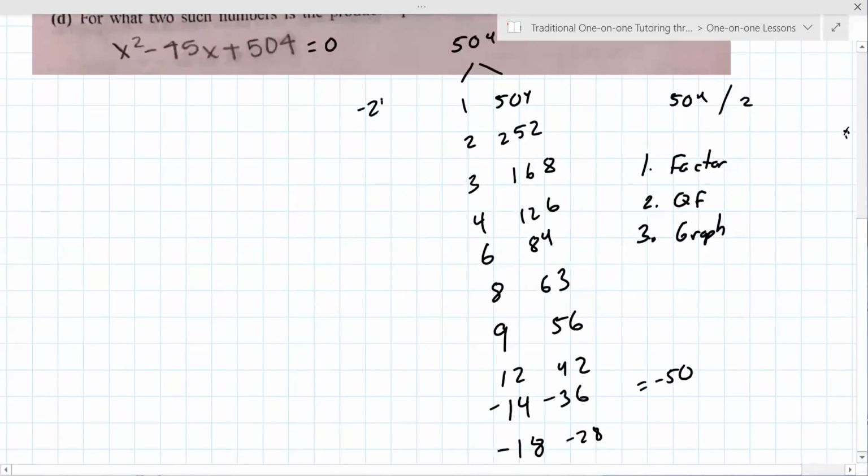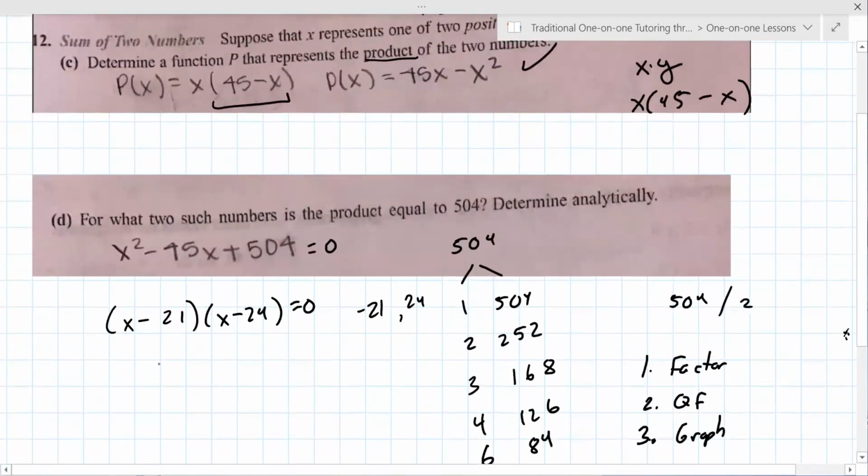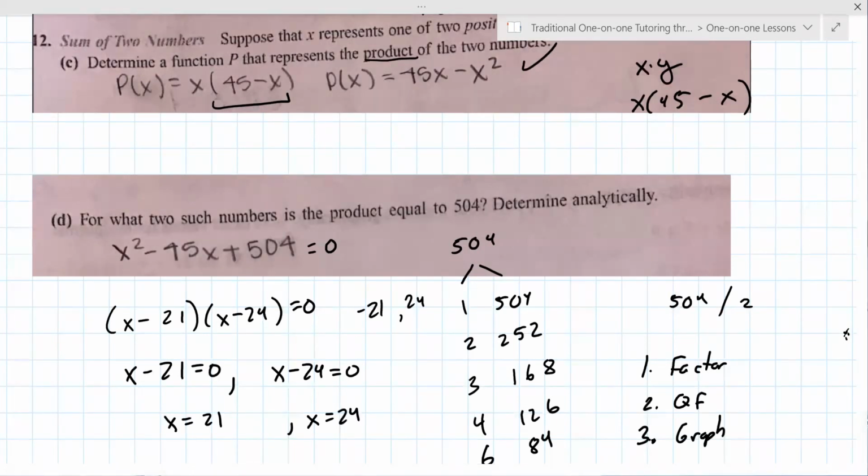It's 21 and 24. So this factors into x minus 21, x minus 24 equals 0. Okay, so then you set each one equal to 0: x minus 21 equals 0, x minus 24 equals 0. So x equals 21, and x equals 24. That's a fair amount of work for this one.